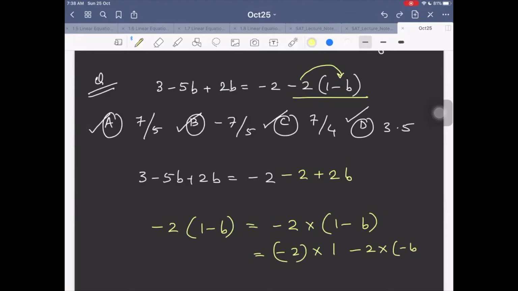Or you can put a bracket here also, no problem. Of course, here it means plus. So it's basically -2 plus -2 into -b, which is 2b.